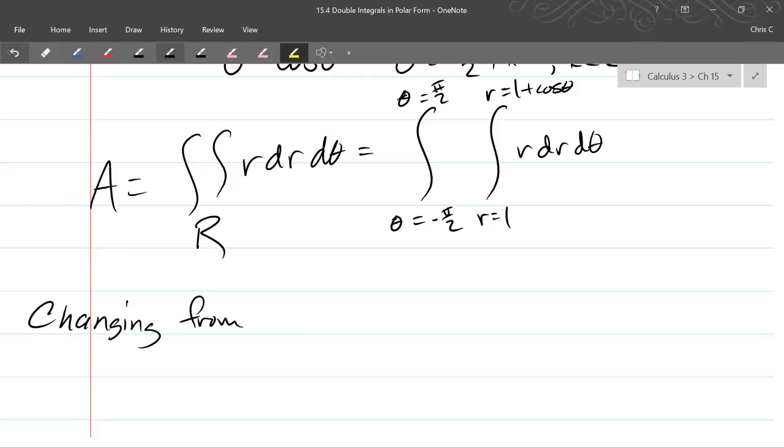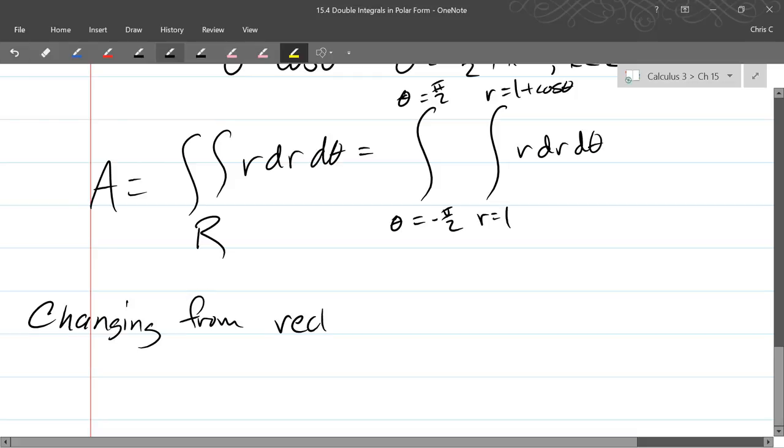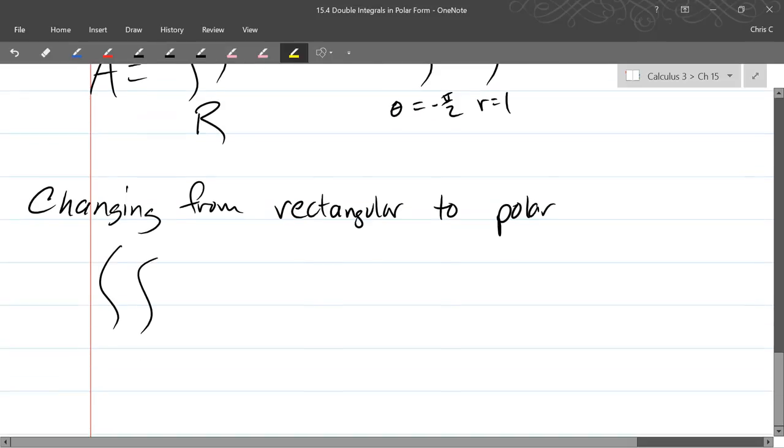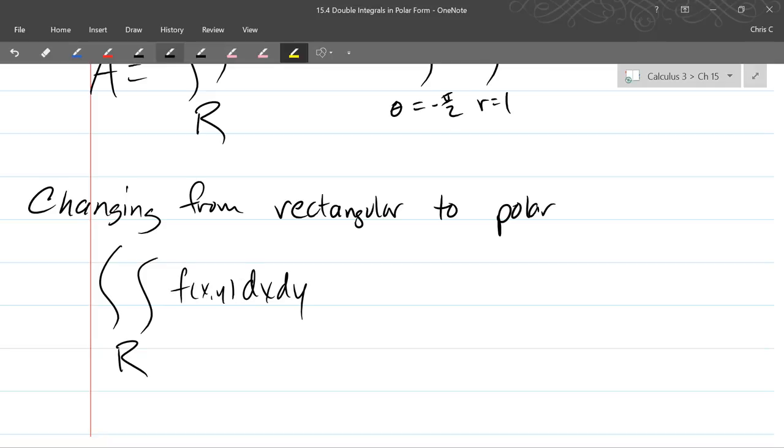So we're going to look at changing from rectangular to polar. We'll leave the order just dx dy. That's really just dA.